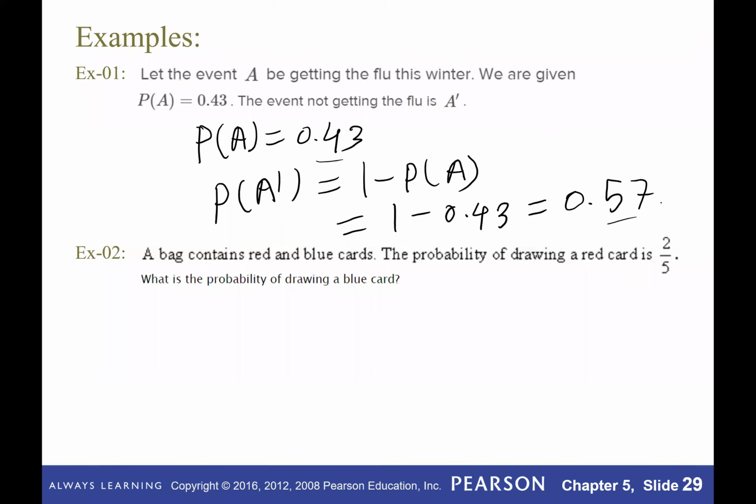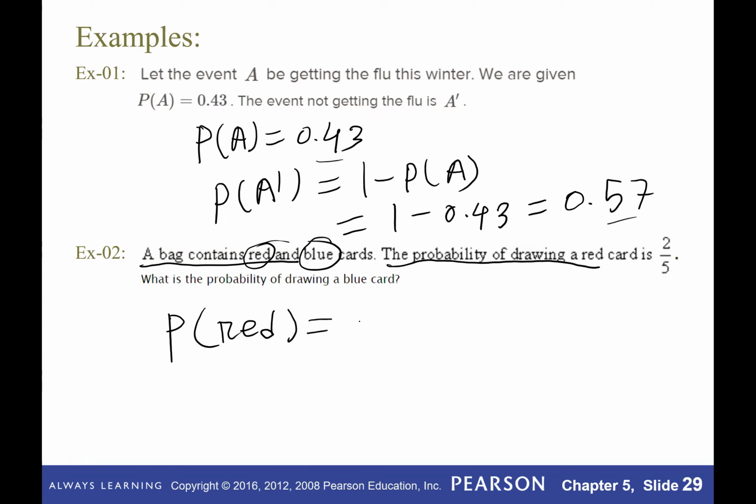Okay, the second example is a bag that contains red and blue cards. A bag has only red cards and blue cards. The probability of drawing a red card is 2 over 5. So what is the probability of drawing a blue card? What do you think? What should be the probability of blue in this case?